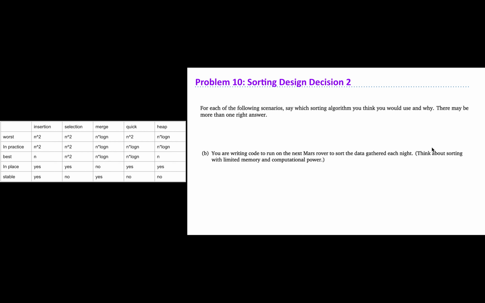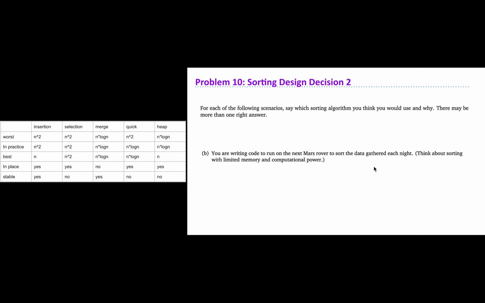So if I wanted a sort that works with limited memory, I would cross out merge sort now, because merge sort is not in place. Merge sort uses more memory than any of these other sorts. So I'd cross that out and say, I don't want merge sort because it's not in place. It uses a lot more memory. And then my options are down to insertion, selection, quick, and heap.